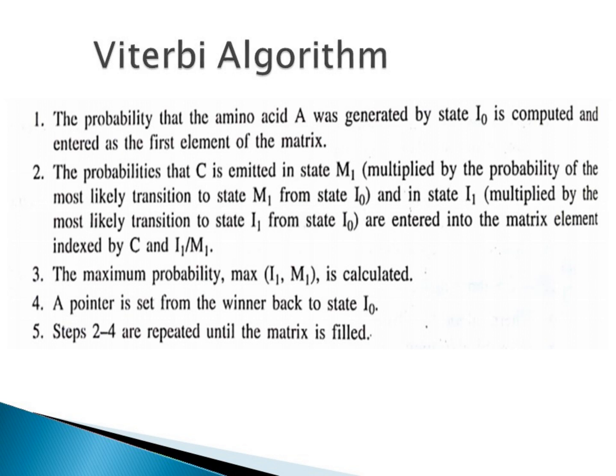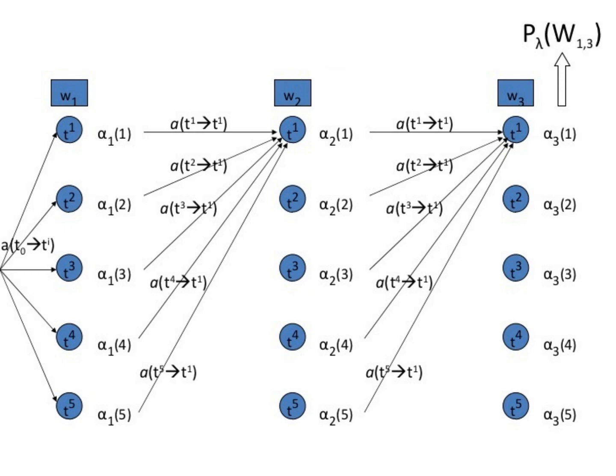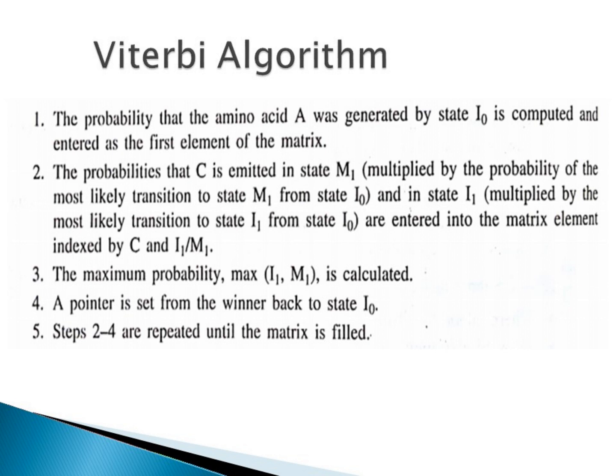So now let us define the Viterbi algorithm stepwise. The Viterbi algorithm can be defined as a matrix where the columns of the matrix are indexed by the states in the model and the rows are indexed by the sequences. Deletion states are not shown since by definition they have zero probability of emitting an amino acid. The elements of the matrix are initialized to 0 and then computed with the steps.